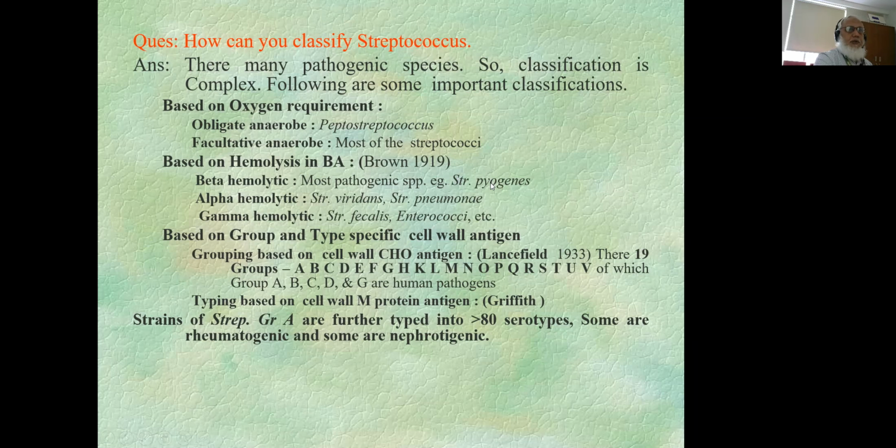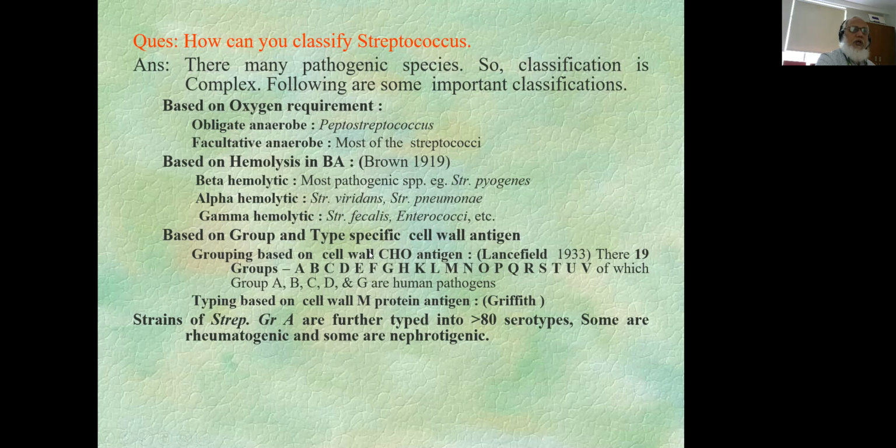Streptococcus pyogenes and Streptococcus group B, C, G are beta hemolytic. Most of the beta hemolytic are pathogenic. Alpha hemolytic include Streptococcus viridans and pneumoniae, and many alpha hemolytic are also pathogenic. Gamma hemolytic include Streptococcus faecalis, Enterococci, etc.